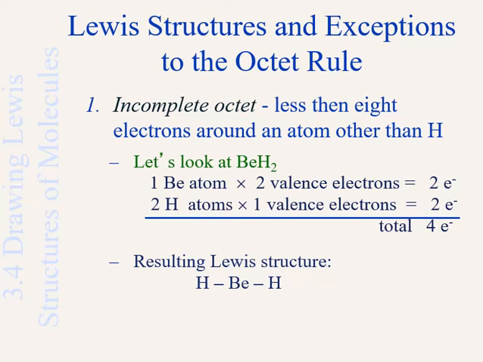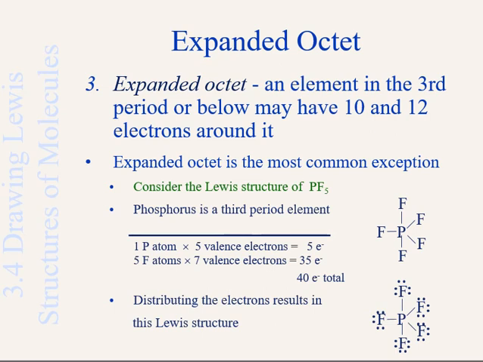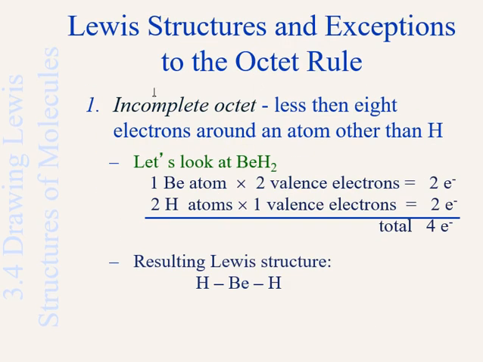Now that we know how to draw Lewis structures and we know how within Lewis structures we need to give every atom an octet, we are going to look at exceptions to that rule, the octet rule. There are three kinds of exceptions. The first one is having less than an octet, which is called an incomplete octet. Then there is an odd number of electrons, which also results in having an incomplete octet. And lastly, there is something called expanded octet, where you have more than 8. Let's look at all three.